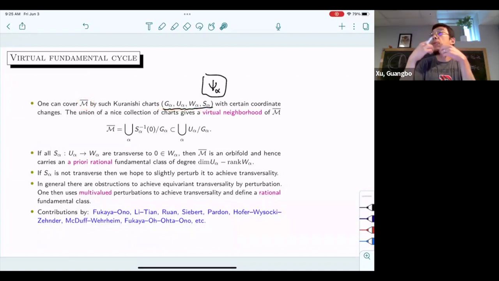And on overlaps, we need to define some notion of coordinate change. But nonetheless, you can cover this whole moduli space by using the local pieces, which are the zero locus of S alpha divided by the local symmetry group G alpha. So this is an identification. And this whole moduli space is also contained in the union of all those charts divided by the symmetry group. So you can think of the right-hand side as some sort of virtual neighborhood.